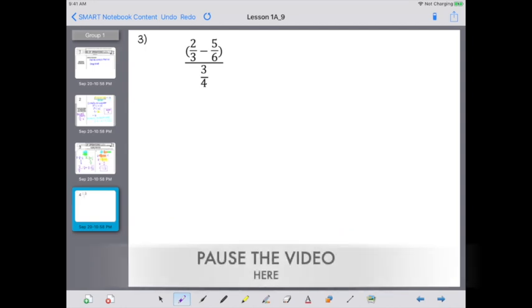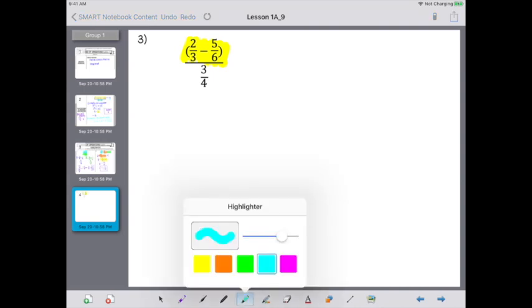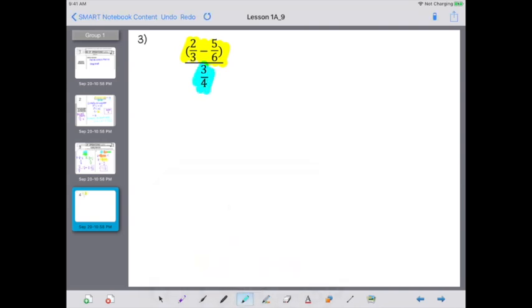And then the last one. Try this one on your own, pause the video, and then come back and we'll go over it. Same concept, complex fractions, we want to simplify the numerator, simplify the denominator, multiply it, and then we'll have our answer.